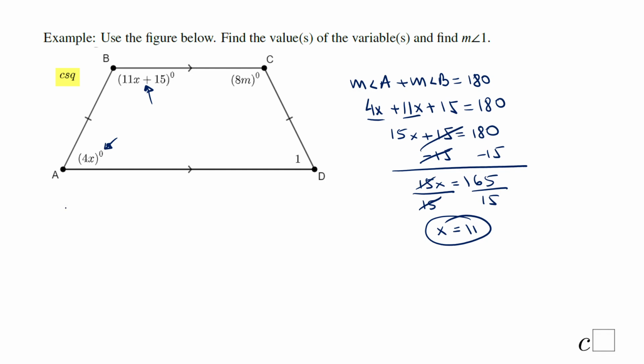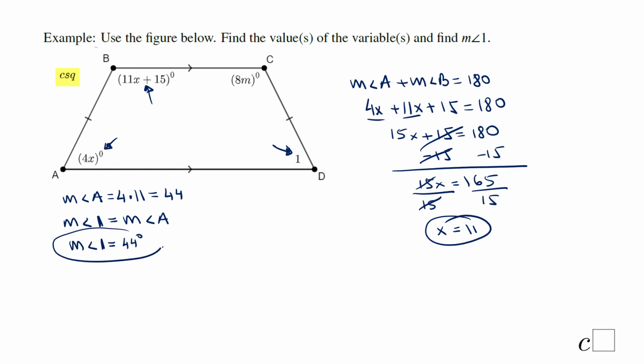Now we can find the measure of angle A, which is 4x, so 4 times 11, so that will be 44. And now we can move to angle 1. Angle 1 is congruent with angle A because they are base angles, so they have the same measure, which means the measure of angle 1 will be 44 degrees. And we have one more thing to do. We need to find this variable m.